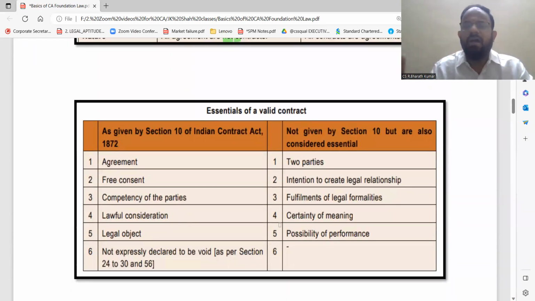Essentials. For you to have a valid contract, go and cover section 10. What is there in section 10 of the Indian Contract Act? It will say what all is required, what all is not required, or what all is given in section 10, what all is not given.